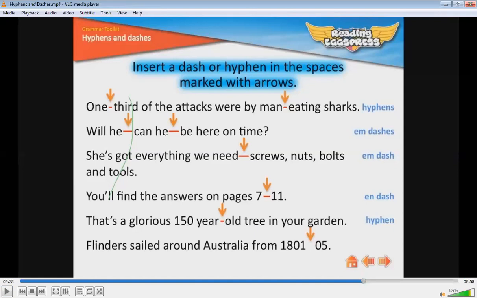So that's a hyphen. Flinders sailed around Australia from 1801 to 1805. An N dash is used because we are referring to years, and it means up to and including. Now you got the idea of the hyphen, N dash, M dash. It will be summarized now.